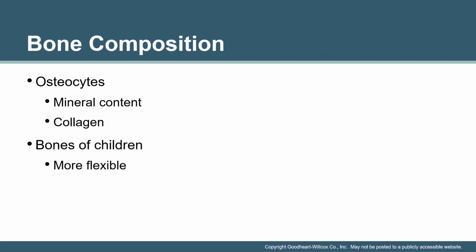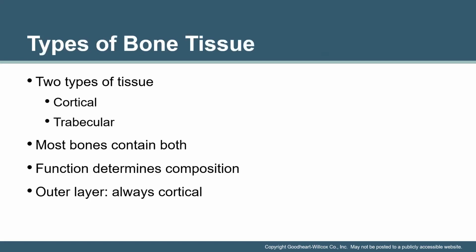Now, within a bone, we also notice that we have two types of bone tissue. We have cortical bone or compact bone, and trabecular bone or spongy bone. Cortical bone is the cortex of the bone, or the hard outer layer, whereas the trabecular bone has a mineral component to it, but it's more porous. It looks like a sponge.